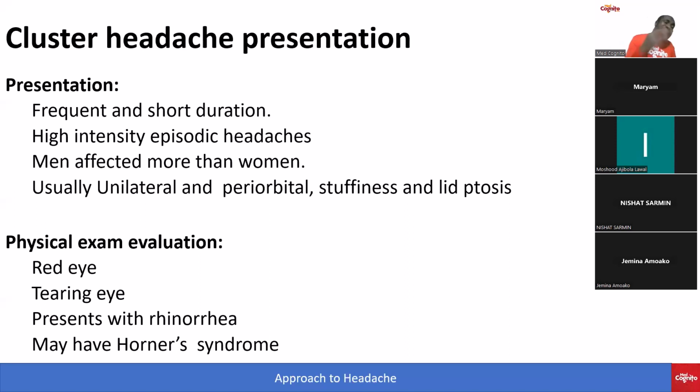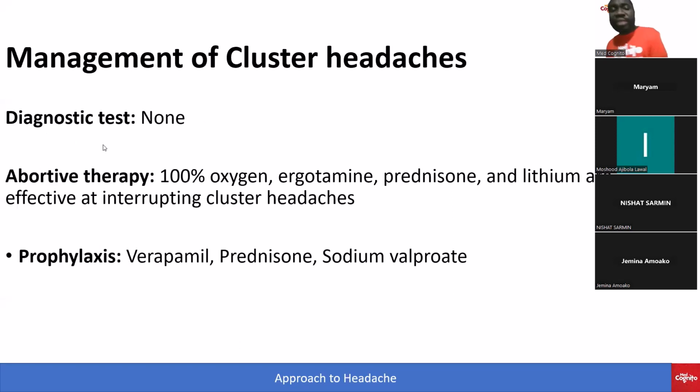Okay. Physical exam, the patient will present with red eye, tearing of the eye. They may have rhinorrhea. They may have Horner sign. That is, unilateral, they may have anhidrosis, like no sweating on that part of the face. They may have ptosis as well, and they may have headache. Okay. Management of cluster headaches, we've already talked about it. There's no diagnostic test you have to do. You have to just listen to the history and put two and two together, right?